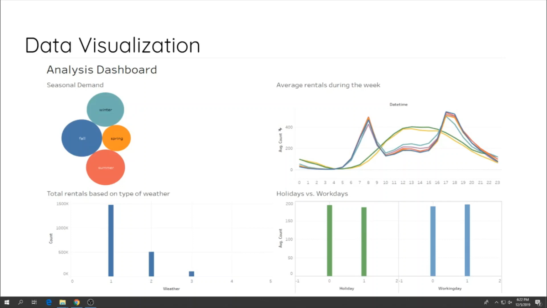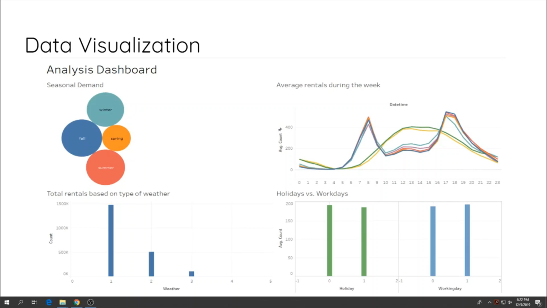On the right hand of your screen, you have average rentals during the week, where you have 7 lines, each color representing a different day. And at the bottom, you have the time, by hour, starting from midnight all the way up until midnight the next day. And as you can see, the peaks tend to be when people go into work and when people leave work. And then the green and yellow lines tend to represent the days where that's not true, and the peaks tend to be in the middle of the day rather than at the beginning and end of the workday.